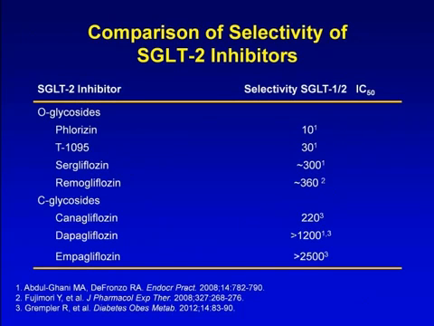The next slide looks at the selectivity for SGLT1 and SGLT2, and as you can see, phlorizin is not selective at all, and that may have led to some of its side effects. And its IC50 is also somewhat low, and as a result, choosing drugs that are much more potent and more specific might make a big difference. There are some structural differences as well between these, the drugs that have been approved and those that have not.